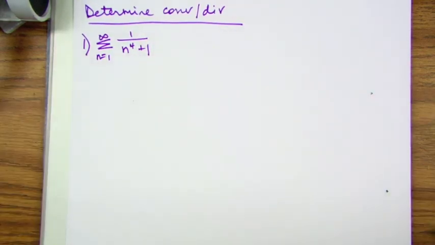All right. So we want to determine convergence and divergence. We've got 3 examples for you to look at here. Okay, I want to determine convergence and divergence. So the first one is a series from n equals 1 to infinity of 1 over n to the 4th plus 1. What's that going to do? Converge.